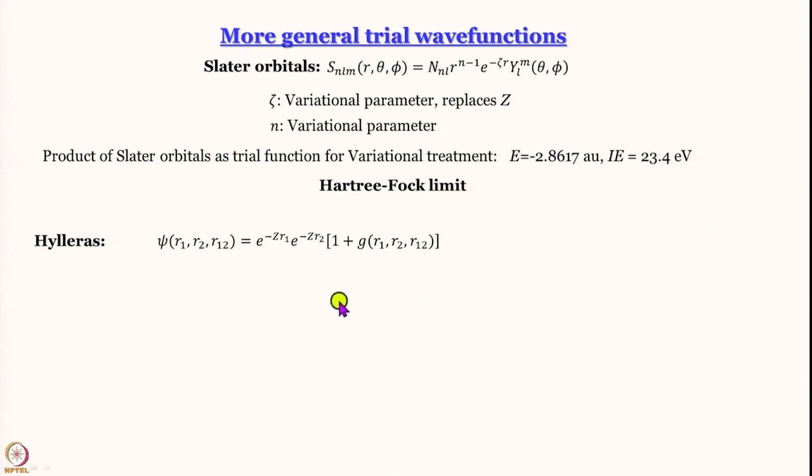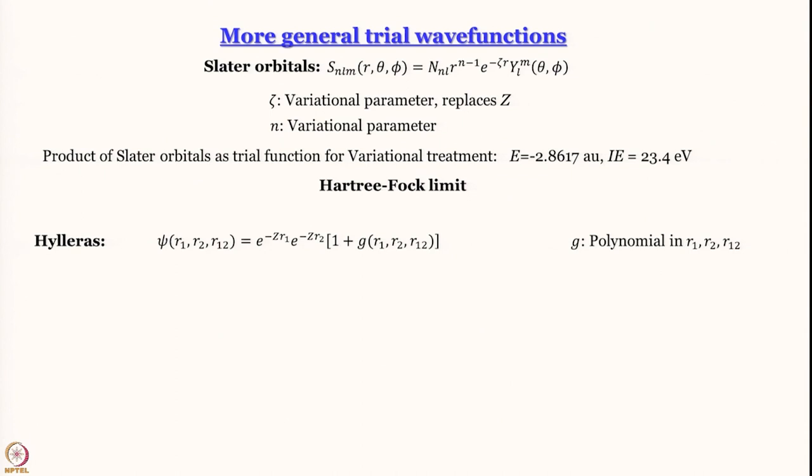And the functional form that he used was a product of two exponential functions, one in r1, one in r2, multiplied by 1 plus a function g, a polynomial g in terms of these three independent variables that he took. Okay, g is a polynomial.